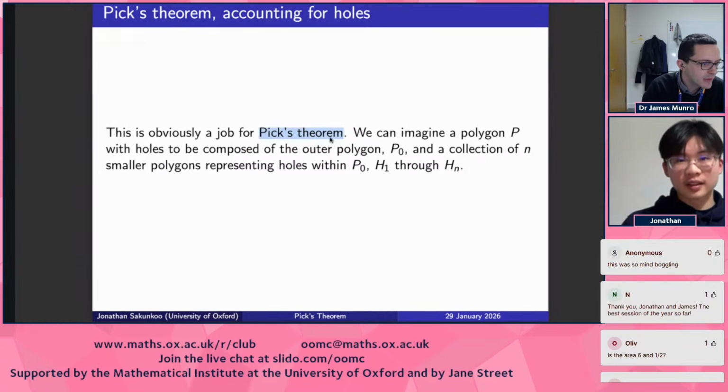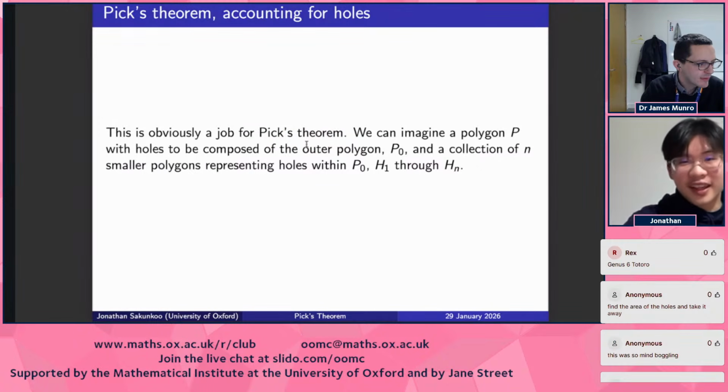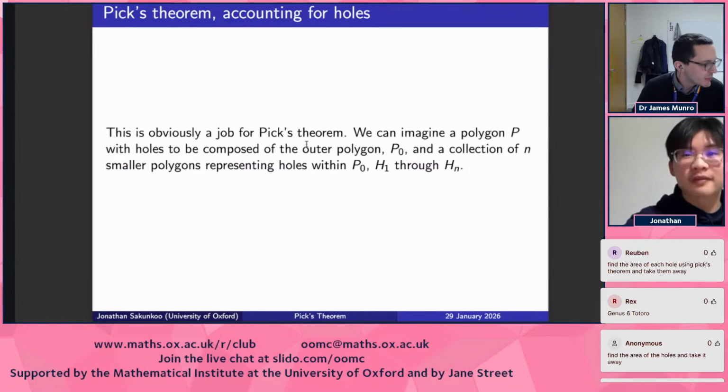Actually, these don't really matter. If you'd like to go through the algebra, then I have it on the next slide, but it's not very nice, and we're not going to go through it. But chat says chat's got the idea of finding the area of the holes and subtracting them.